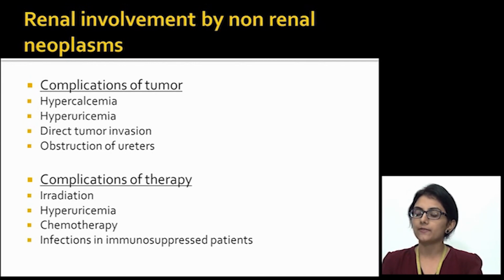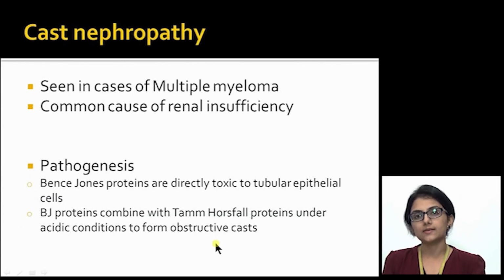Or you could have renal involvement due to complications of therapy of the neoplasm. That would be, for example, radiation nephropathy, hyperuricemia, like I discussed in patients with leukemia, lymphoma, and chemotherapy. Chemotherapy itself can damage the kidneys, can be quite renotoxic. And then, of course, you can have infections in the immunosuppressed state because of the chemotherapy that these patients are receiving. But one classical involvement of the kidney is really in multiple myeloma, and this is known as cast nephropathy.